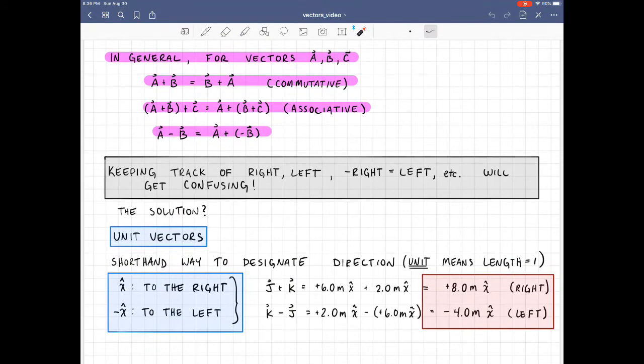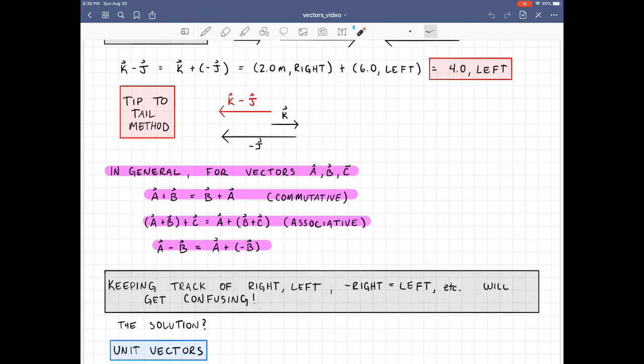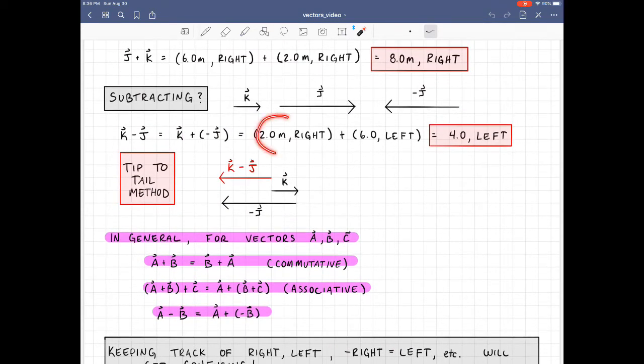Now, I'm just going to point out here that keeping track of right, left, and that minus right is equal to left, that's definitely going to get confusing. You'll notice that I used that up here. I said 2 to the right plus 6 to the left. Well, I have to know from this description that left is the opposite direction as right. And so when I add these two together, I have to know that they don't add to 8, but instead they add up to 4 to the left.